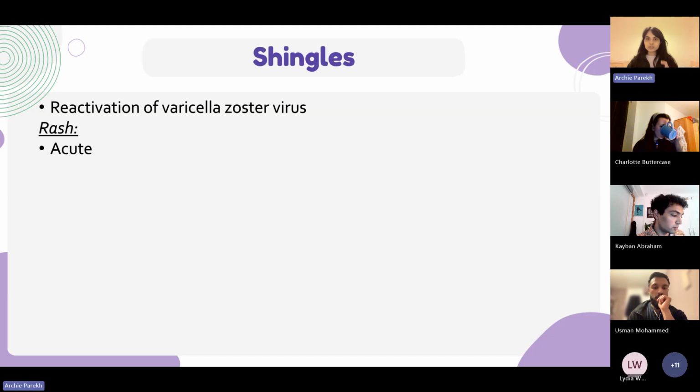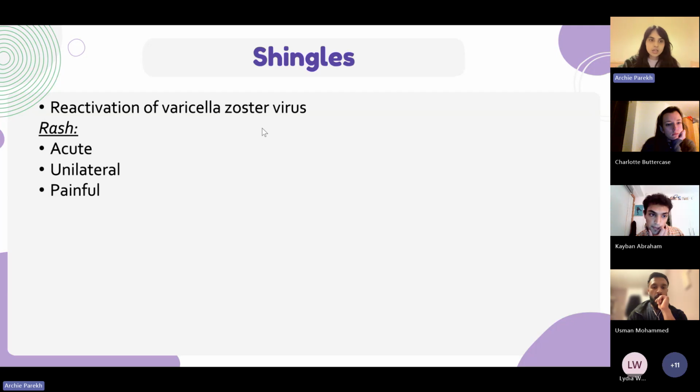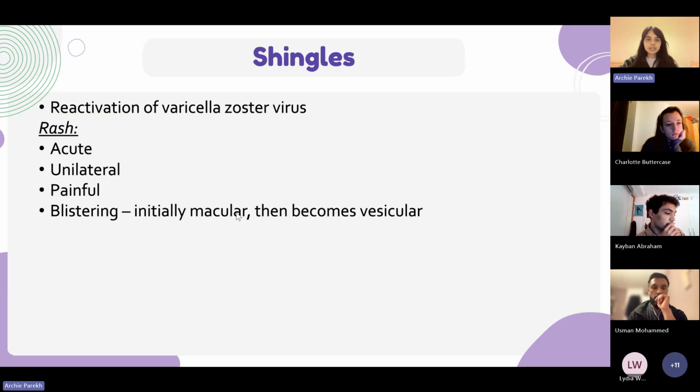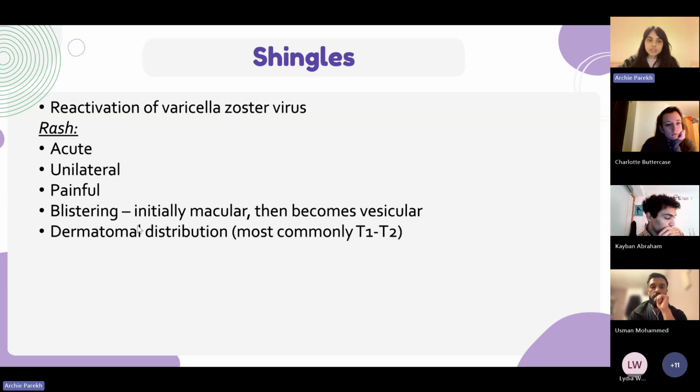And that's why in shingles, because it usually stays within one dorsal root ganglion or within one nerve ganglion, when it reactivates, it'll show the symptoms in a dermatomal manner. And you will notice a similar rash to chickenpox where it's vesicular, quite itchy, quite painful as well. And again, it's initially macular and then it becomes vesicular. Like I mentioned, dermatomal distribution, the most common dermatomes are T1 and T2.